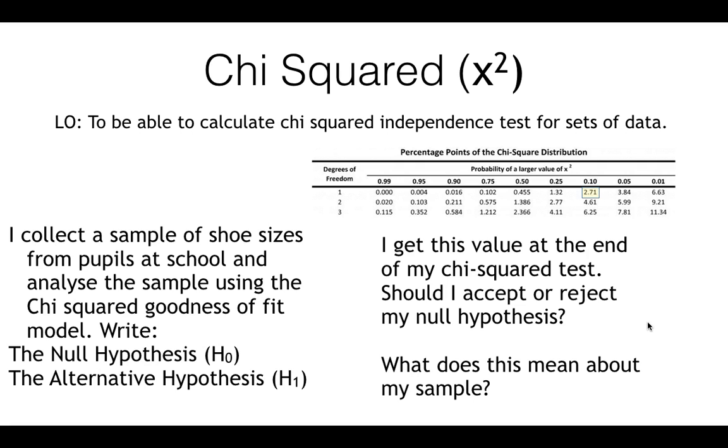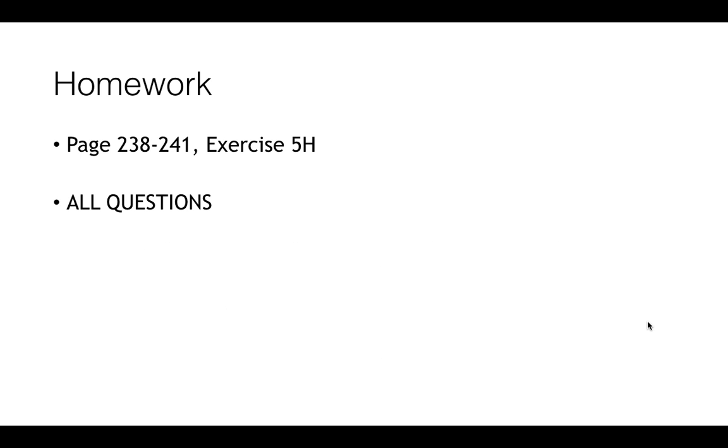Okay, so we're going to move on to look at this independence test now. Your homework for this week is to complete the exercise 5H on pages 238 to 241, all of the questions. I'd like you to do one of the questions in the long-handed way that we're going to do today, and that's it. Next lesson I'm going to teach you how to do this kind of chi-squared using your calculator. All the rest of the questions you can use your calculator for. So just one question needs to be done in a long-handed way.